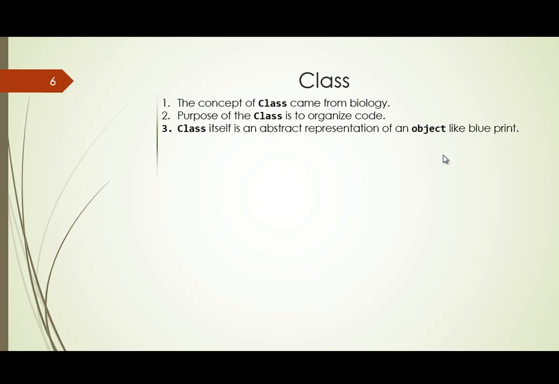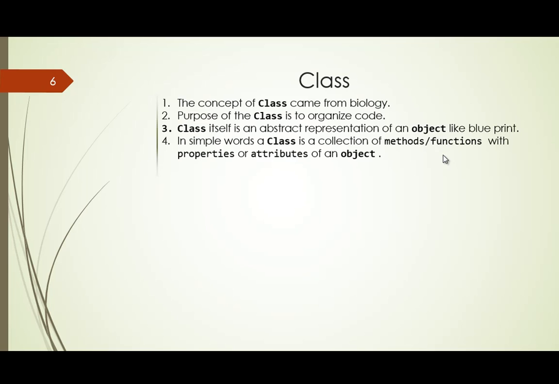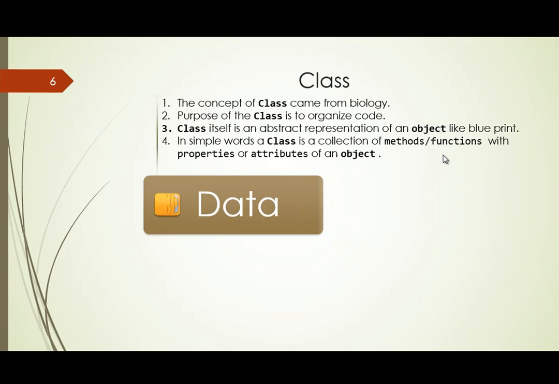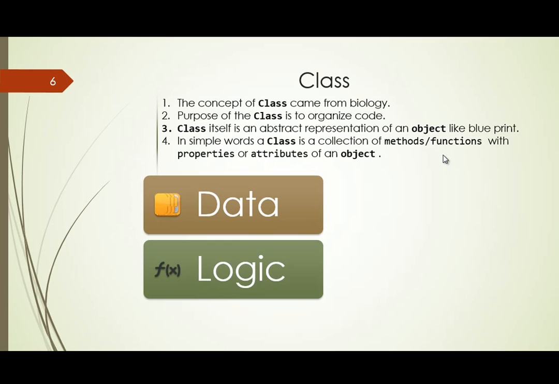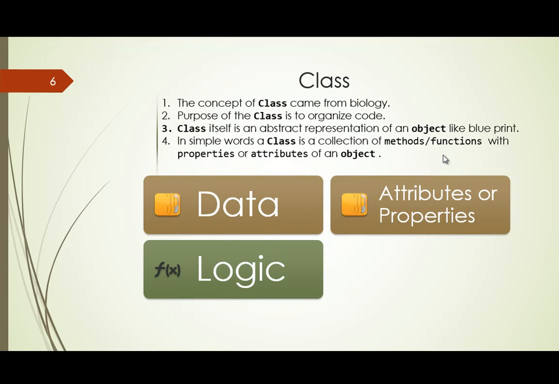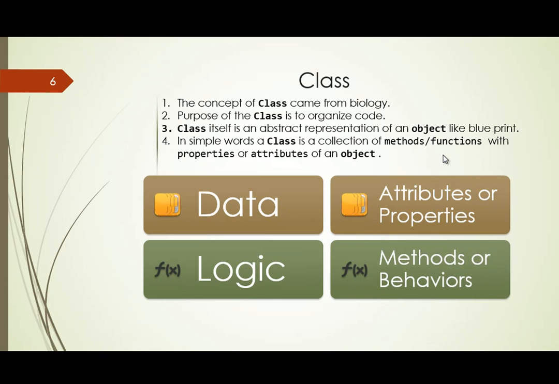Let's say you have a person class. A class says a person should have a first name and a last name, but it does not say what the first name would be or what the last name should be. It's just abstract. In simple words, a class is a collection of methods and properties. A class should have two layers: one is data and the other is logic. The data layer is also known as attributes or properties, and the logic is also known as functions, methods, or behaviors.